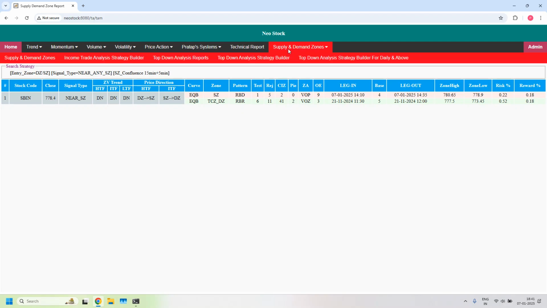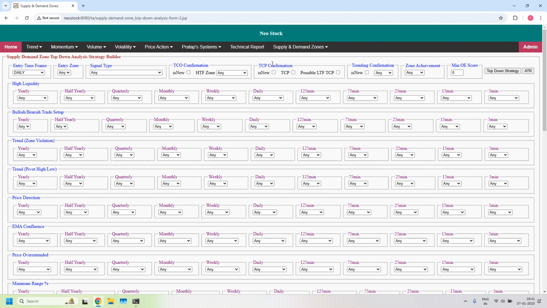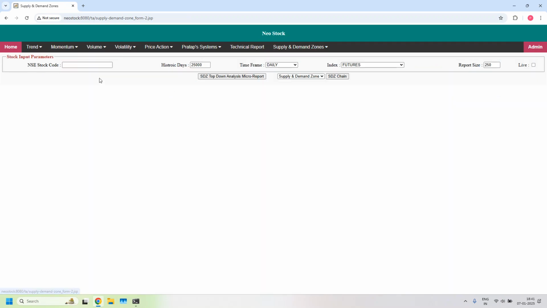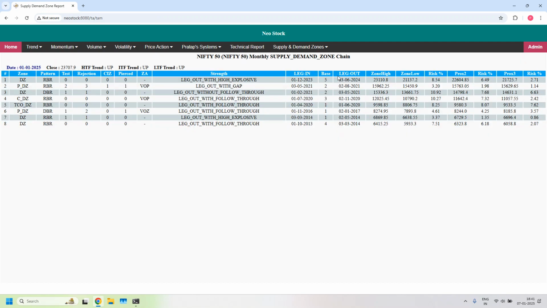Next set of reports are about NIFTY and BANKNIFTY supply demand zone chain. First let's start with NIFTY, generating monthly supply demand zone chain for NIFTY. This is a NIFTY monthly supply demand zone chain.